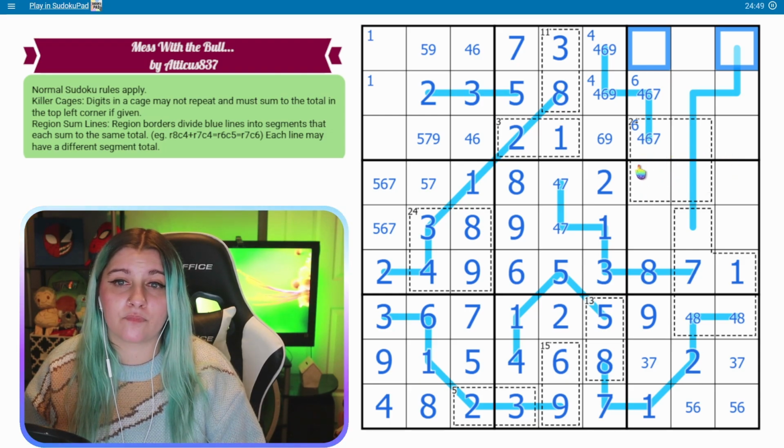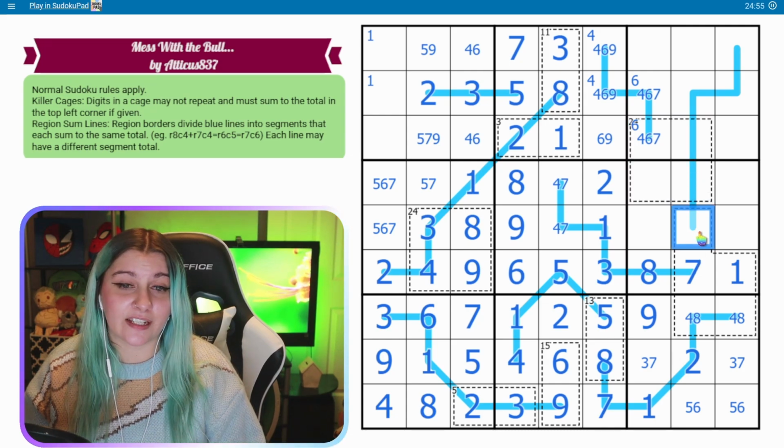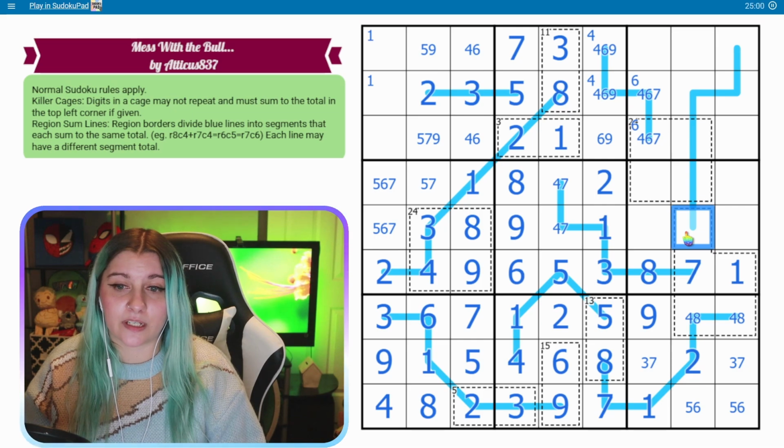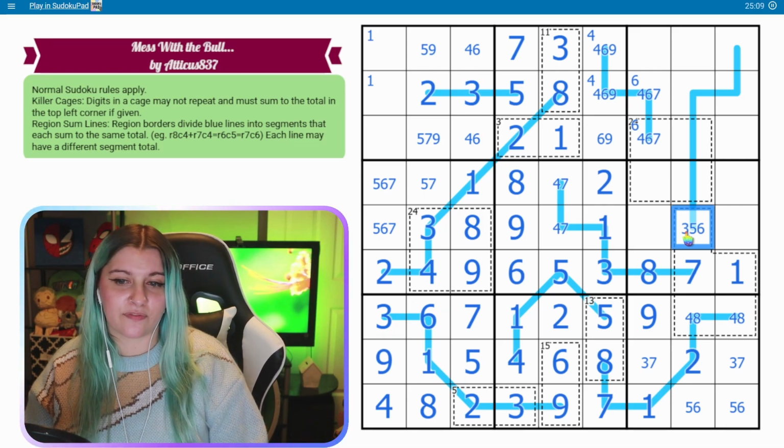Okay, 24 cage is getting interesting. I still don't know though. I could have like a naked single here. That'd be pretty cool. It sees a 1, it sees a 2. It could be a 3. It sees a 4. Could be a 5. Could be a 6. Sees a 7, sees an 8, sees a 9. It's a 3, 5, 6.